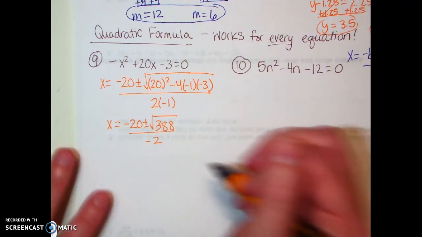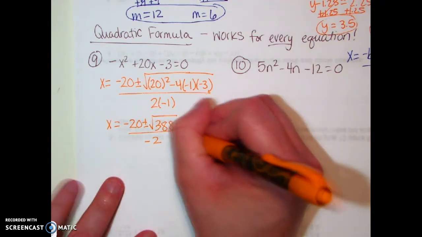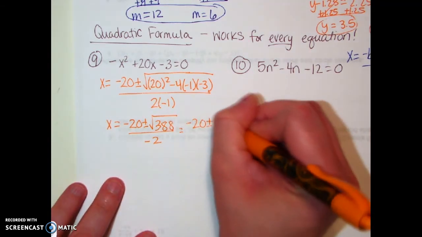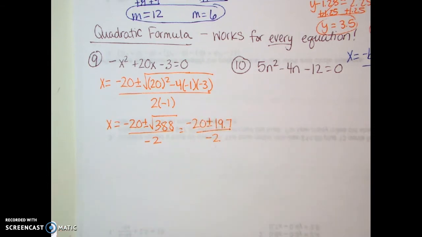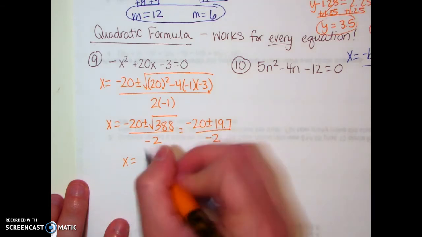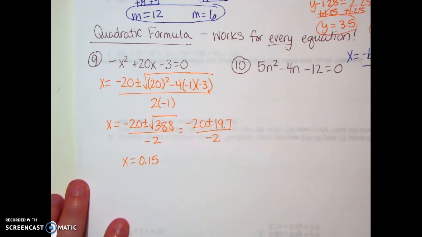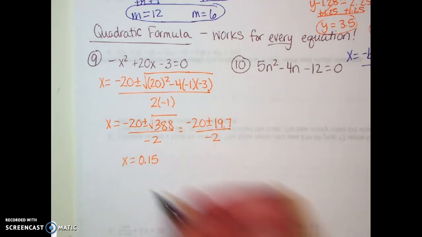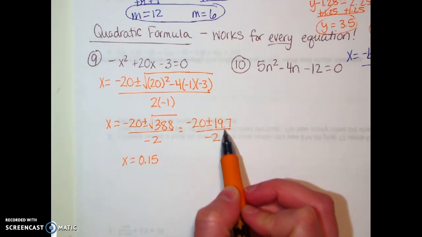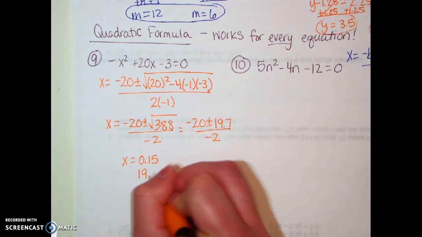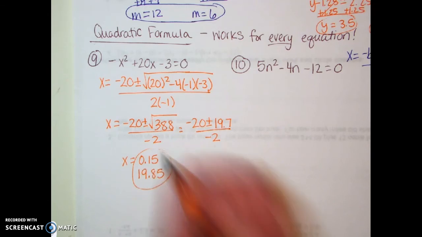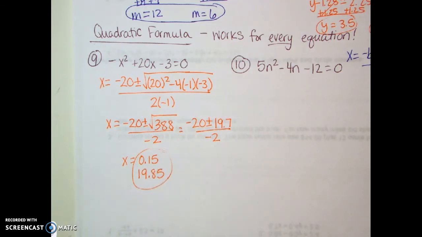Okay, square root of 388 is 19.7. Okay, and then now I do negative 20 plus 19.7, hit equals, then divide that by negative 2. And for that one, I got 0.15. And for the other one, negative 20 minus 19.7, hit enter, then divide that by negative 2, and I got 19.85 for that one. So there are my two solutions for number 9.